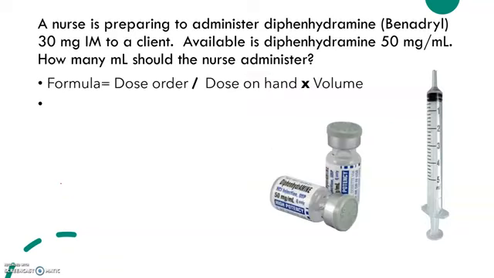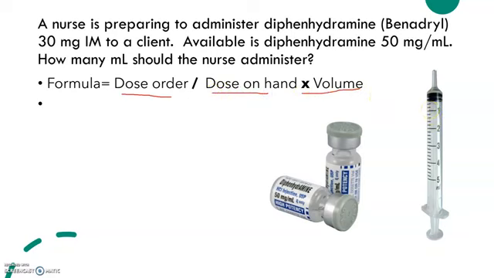All right? So let's read the question. A nurse is preparing to administer Benadryl 30 milligrams IM, which is intramuscular, to a client. What's available is 50 milligrams per ml. How many ml should the nurse administer? So the formula for that is dose ordered over dose on hand times the volume. Before I plug in those numbers, I want to point something out to you.